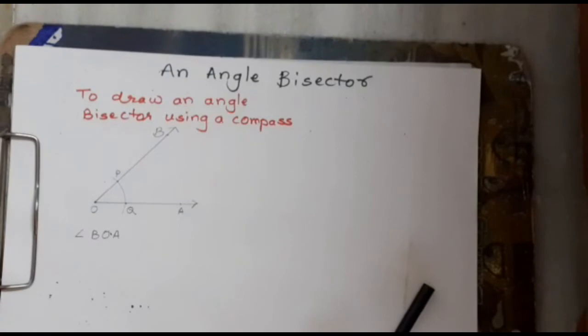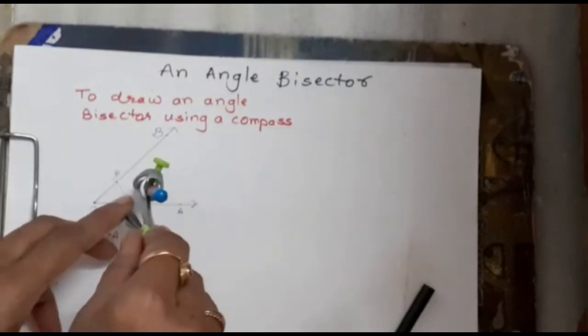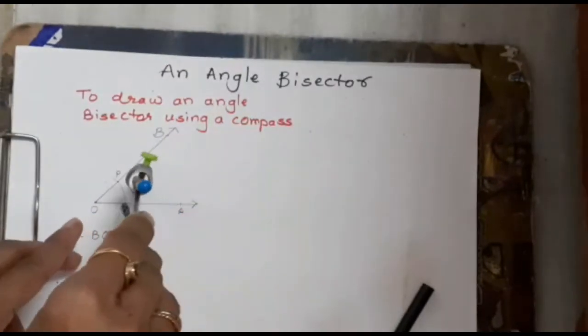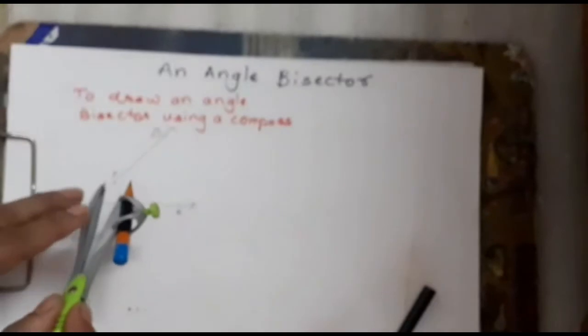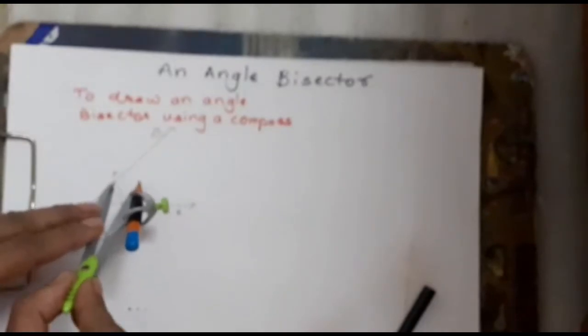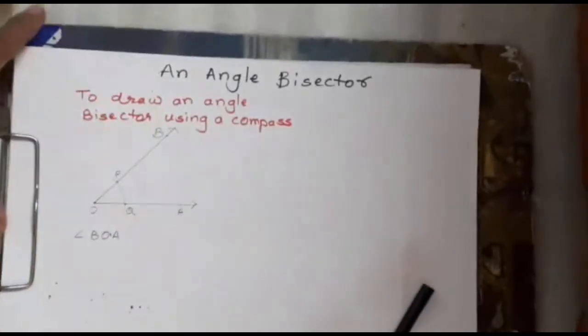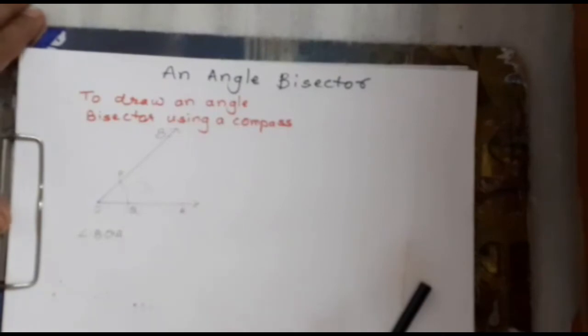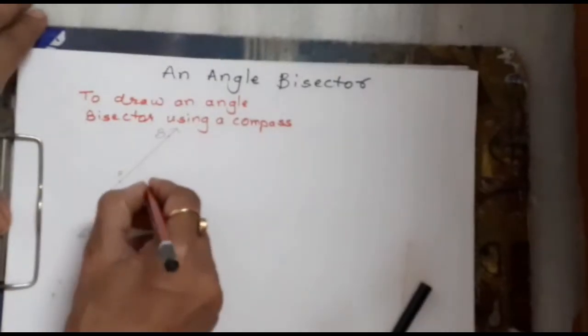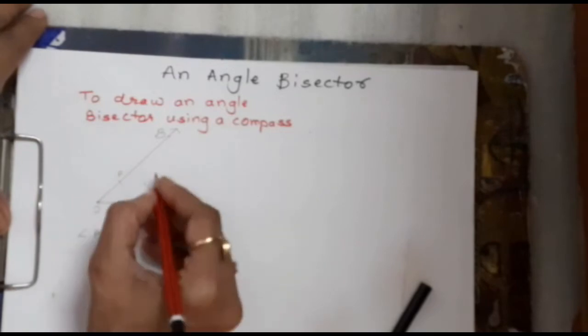Okay. Now place the metal point on Q and taking convenient distance, draw an arc. Now don't change the distance, take same distance and putting this metal point on point P, draw another arc intersecting the first arc. Now this is the point of intersection.